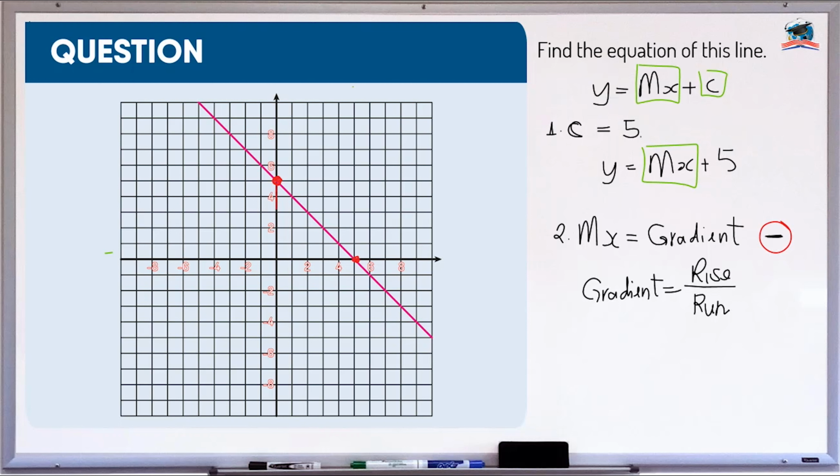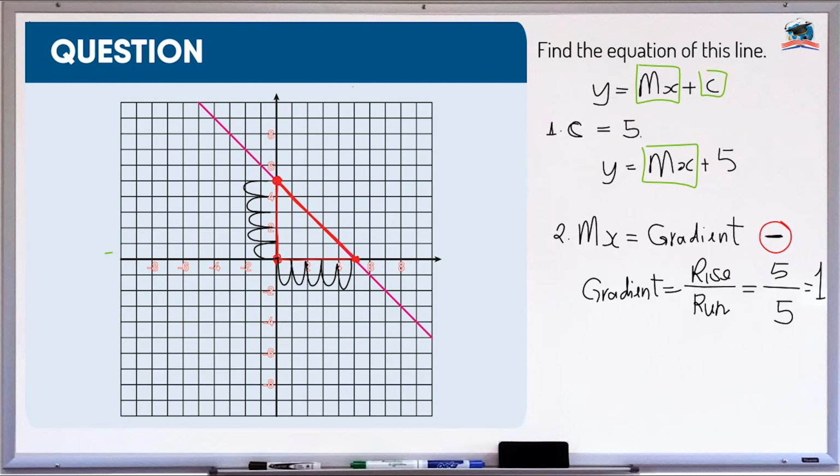Let's go for the rise first. From here it goes 1, 2, 3, 4, 5. So we have 5 there. And run: we start from here, 1, 2, 3, 4, 5. So 5 over 5, and 5 over 5 is 1. So we have our gradient.